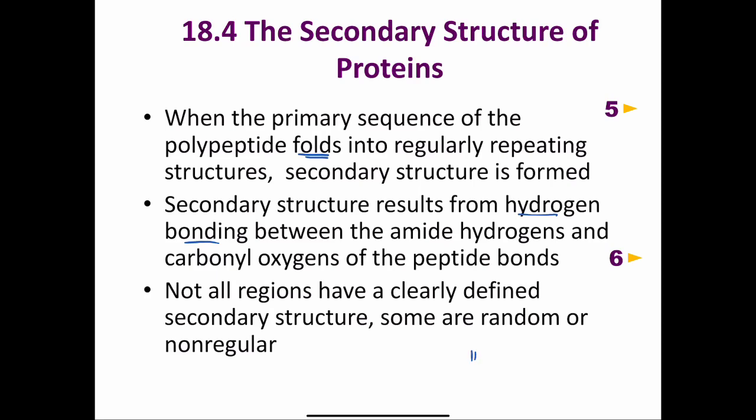Now, if I just isolate a little part of a protein or a peptide, we have our alpha carbon here and we have our R group, but we have a carbonyl, and carbonyls can participate in hydrogen bonding. And then we have the amide hydrogen, and of course that can participate in hydrogen bonding as well. But not every region of a protein is going to have a clearly defined secondary structure. Some are going to be random and some will be non-regular.